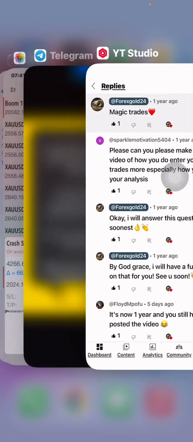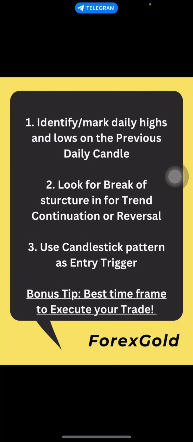I've drafted a 3-step guide of how you can identify a good entry for your trading system. Step one: identify or mark daily highs and daily lows on the previous candle. Secondly, look for break of structure for trend continuation or reversal. Number 3, use a candlestick pattern as an entry trigger. Bonus tip: I'm going to give you the best time frame to use to enter a good trading setup as a good boom and crash trader.